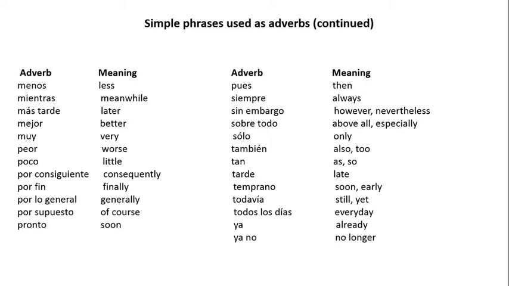Now we're going to continue on with these. Now, menos is less. Mientras is meanwhile. Más tarde is later. Mejor is better. Muy is very. Peor is worse. Poco is little. Por consiguiente is consequently. Por fin is finally. Por lo general is generally. Por supuesto, of course. Pronto is soon. Pues is then. Siempre is always. Sin embargo is however or nevertheless. Sobre todo is above all or especially.